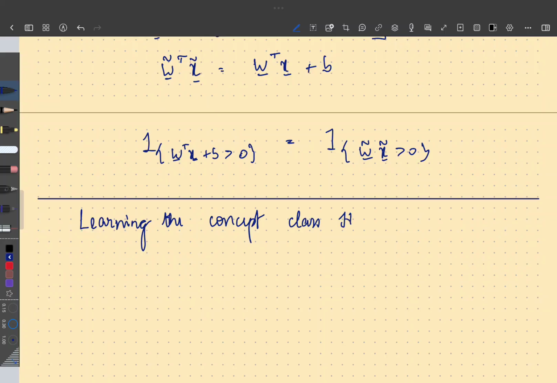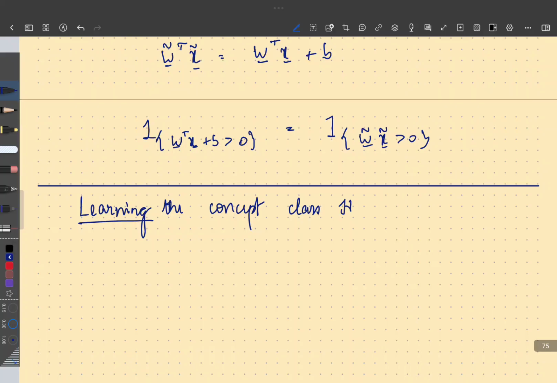So let's try to see all the stuff that we've seen so far in the context of linear predictors. Suppose we wanted to learn the concept class H. Again, I'm talking about binary classification with 0-1 loss. Then what does this correspond to? It means that the ground truth is being generated by some H from the class of linear predictors. So this learning the concept class H also corresponds to what is generally referred to in the literature as the linearly separable case.